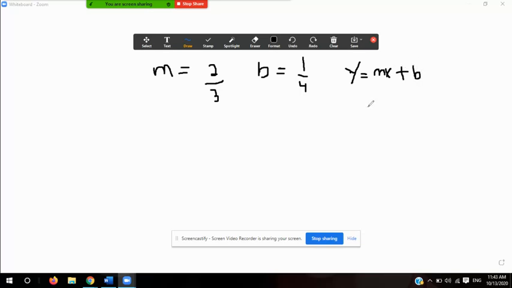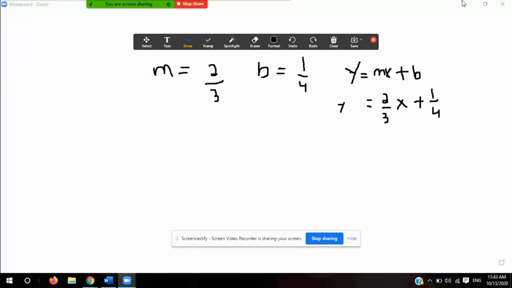So m would be 2/3. So you have 2/3 x. So my slope is 2/3, and my y-intercept is 1/4. So b has to be 1/4, right? And that's it. And that's how I would do it. And of course, I just write y equals mx plus b. And that's pretty easy. It's pretty simple. It's nothing out of the ordinary. It's nothing too complicated. So that's pretty much example number 1.